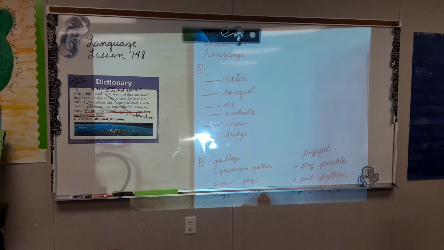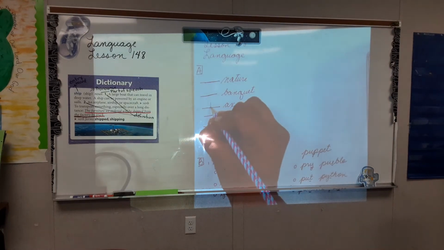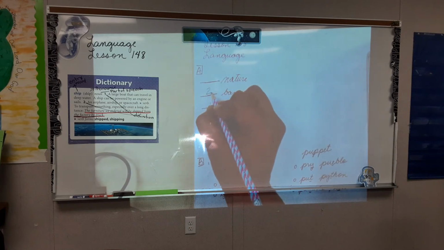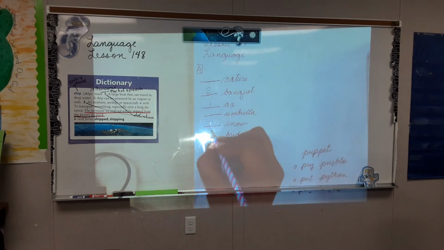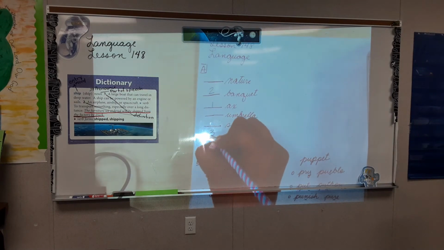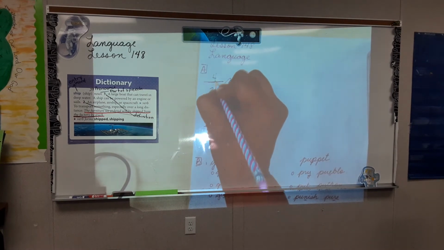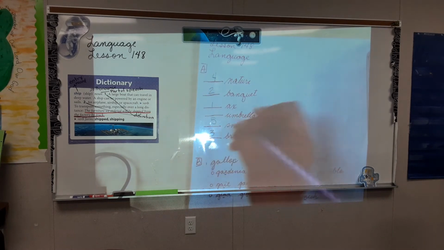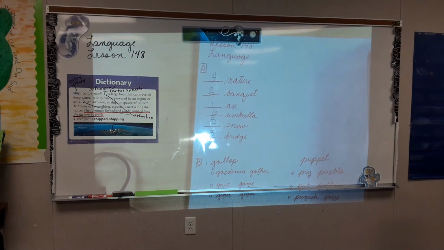Please arrange the words in alphabetical order. So it would be, number 1 will be axe. Number 2 will be banquet. Number 3 will be bridge. Number 4 would be nature. Number 5 would be snow. And number 6 will be umbrella.